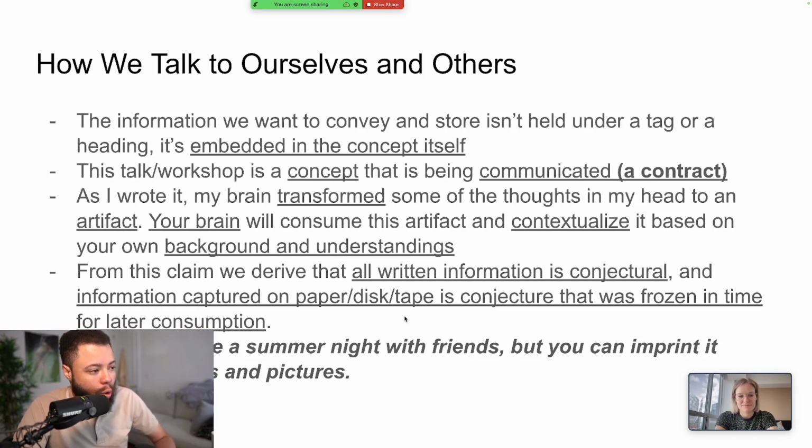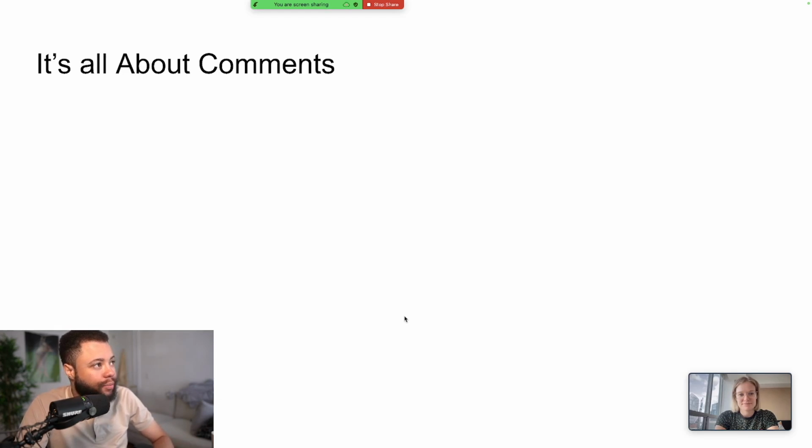So you can't store, for example, that experience of a summer night that you have with your friends, but you can imprint it by describing it through words and pictures and audio artifacts, technologies we've created to capture parts of that experience, the sunset or whatever. But you can't relive it. There's no way to actually resurrect it from the information itself.